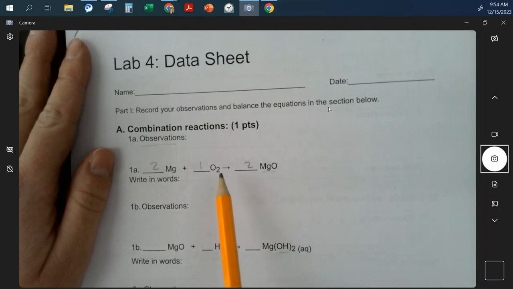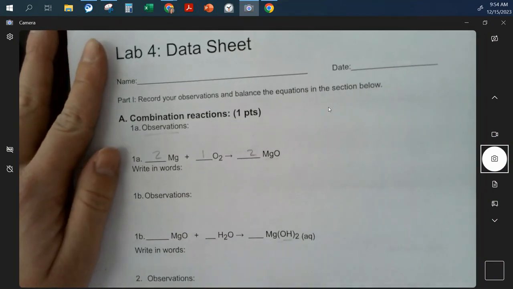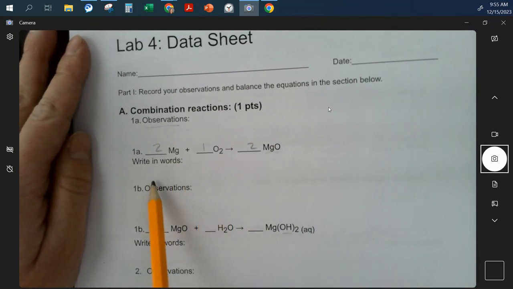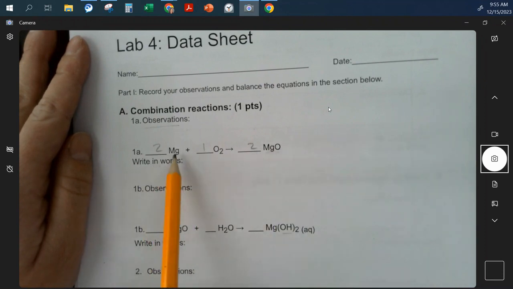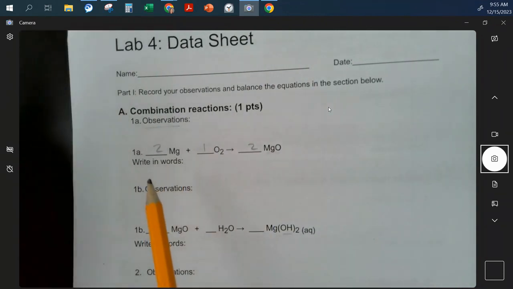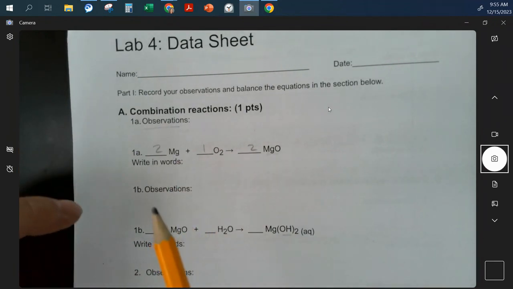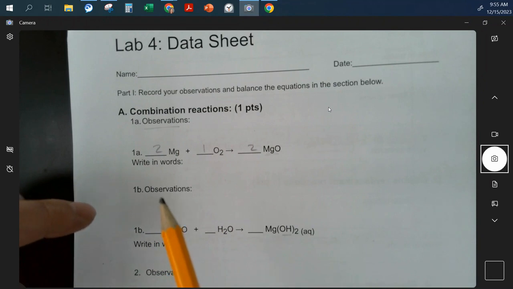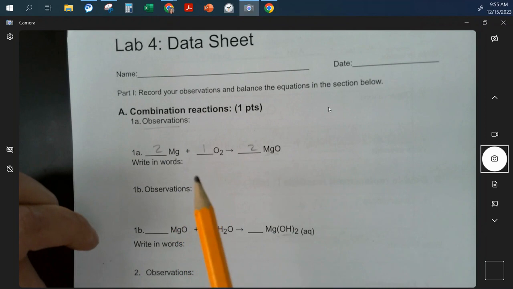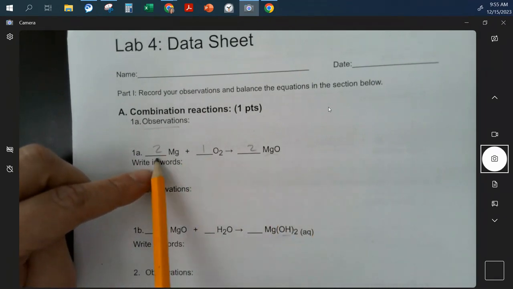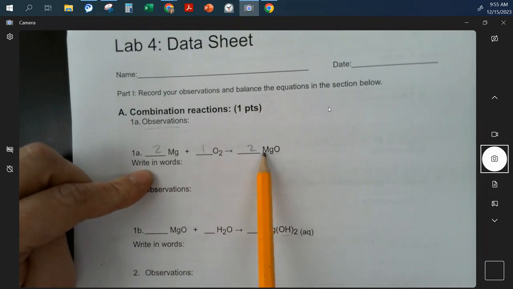You're supposed to balance just like in chapter 5. Okay. And then write in words what happened, using the correct names for these things. So what happened in this reaction? How would you describe in words this chemical equation? Good. Perfect. Magnesium and oxygen combine to form, what's this? Magnesium oxide. Good.